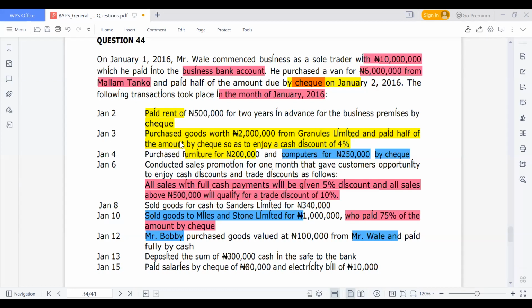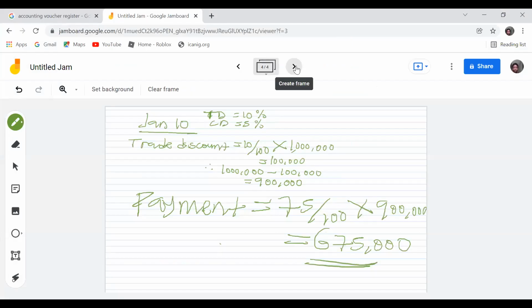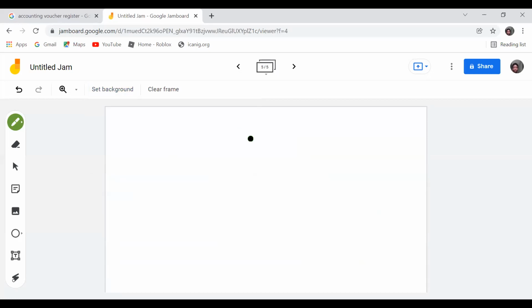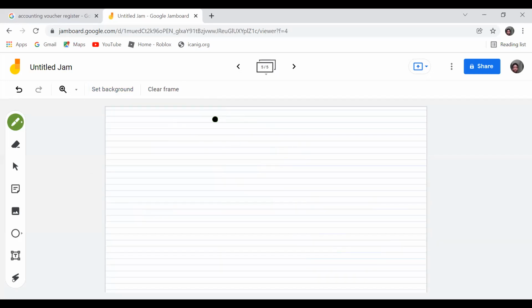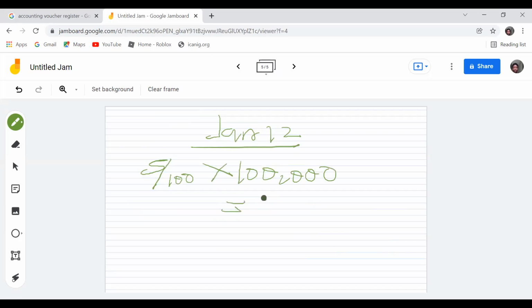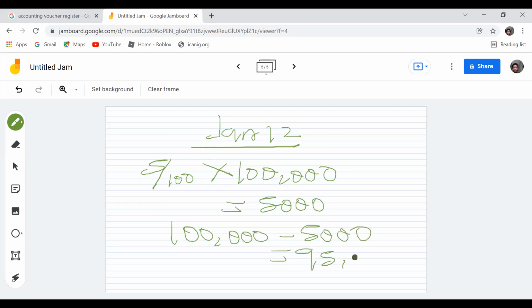We can calculate the discount here on the 12th. Our cash discount is 5 divided by 100 multiplied by 100,000, and that will give us 5,000. So that means the payment will now be 100,000 minus 5,000, which would be 95,000. So that's it.